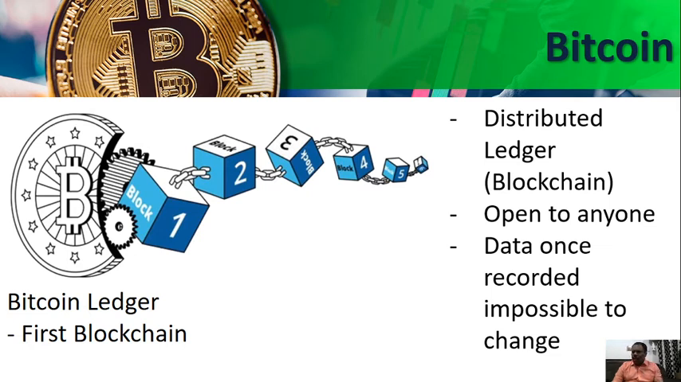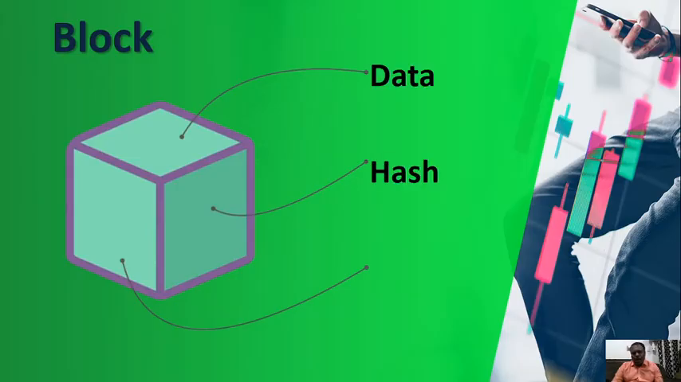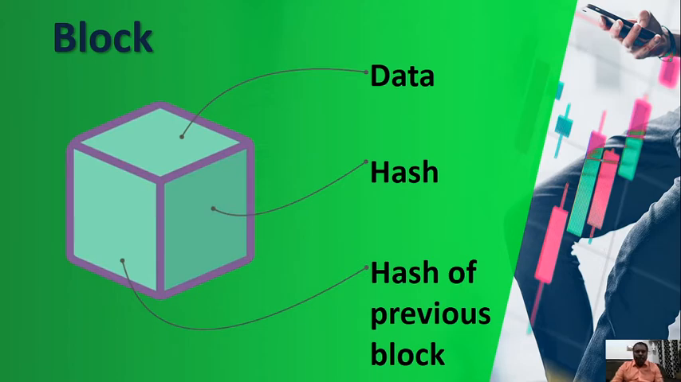So what's Bitcoin? Bitcoin is a distributed ledger which could solve the problems of the financial sector. It's an open network, open to anyone, but the beauty is that once data is recorded, it can never be tampered with. What are the things that exist in a block? A block is a combination of data, a hash value that is created based on the data, and the hash of the previous block which maintains the chain.